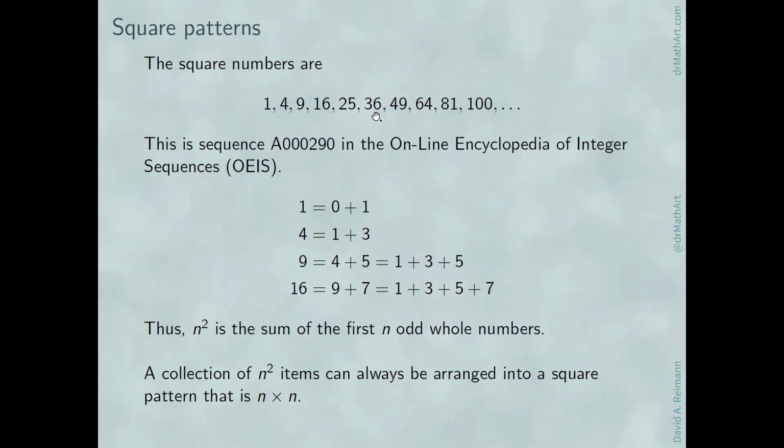But we can also arrive at this by adding a number to the previous number to get to the next number. So, for example, to go from 4 to 9, we added 5. To go from 9 to 16, we added 7. N squared is the sum of the first n odd whole numbers. So if I think about 16, it's really 1 plus 3 plus 5 plus 7. If I added 9 to that, I'm going to get 25. So a collection of n squared items can always be arranged in a square pattern that's n by n items on a side.